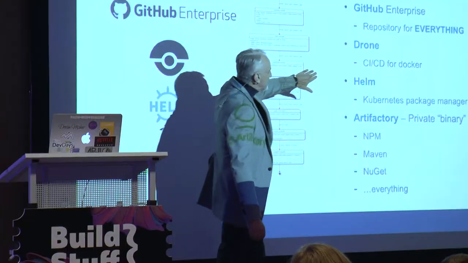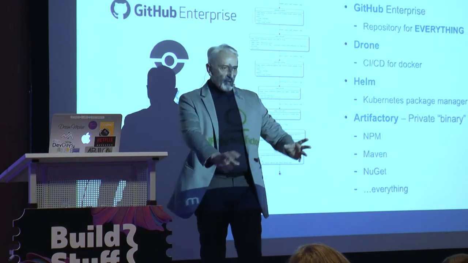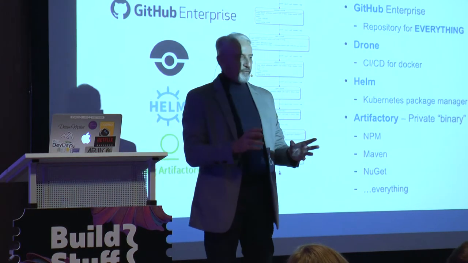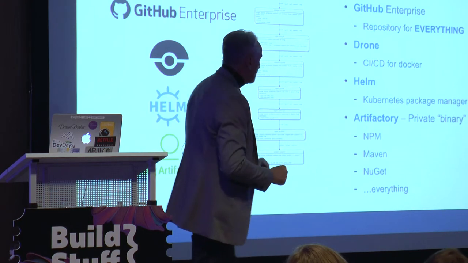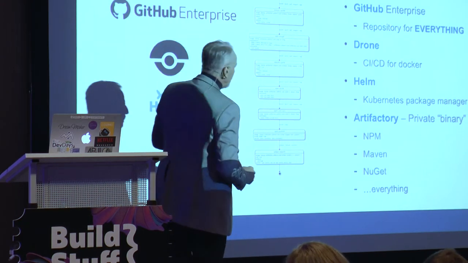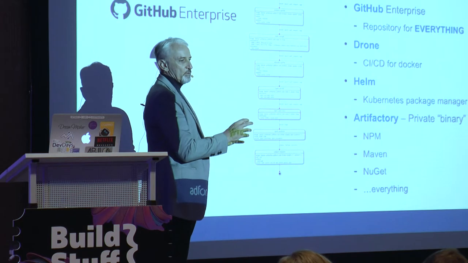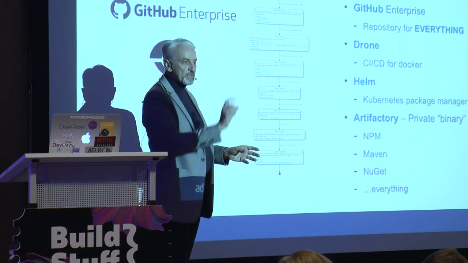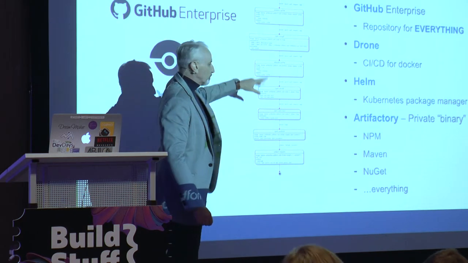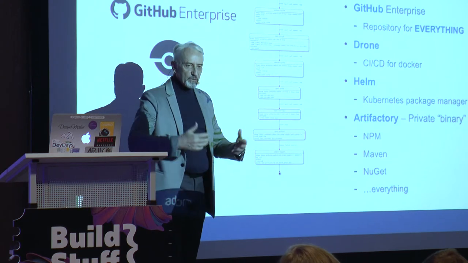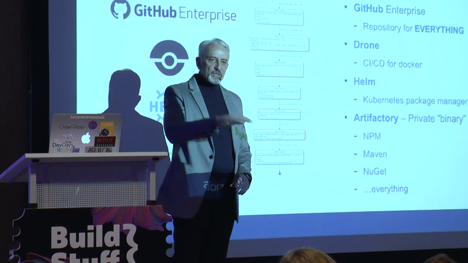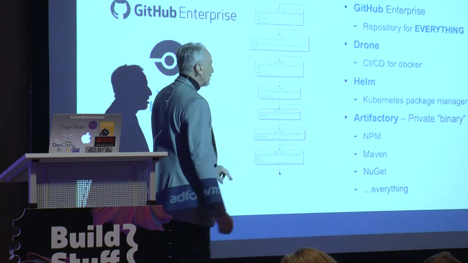For CI/CD, we use Drone. So Drone is a nice CI/CD tool, particularly for containers. And it's delightful. You simply commit something to GitHub, and you perhaps put a tag on it, and the pipeline will run. It'll run all your unit tests and all of your other tests and decide at the end whether it's going to go to production.